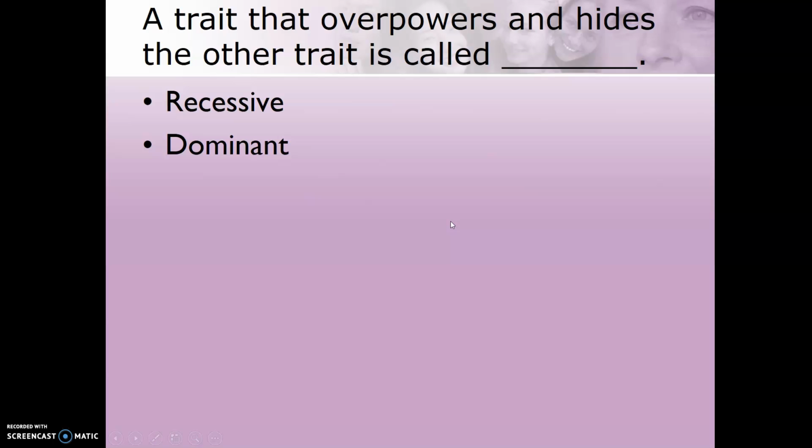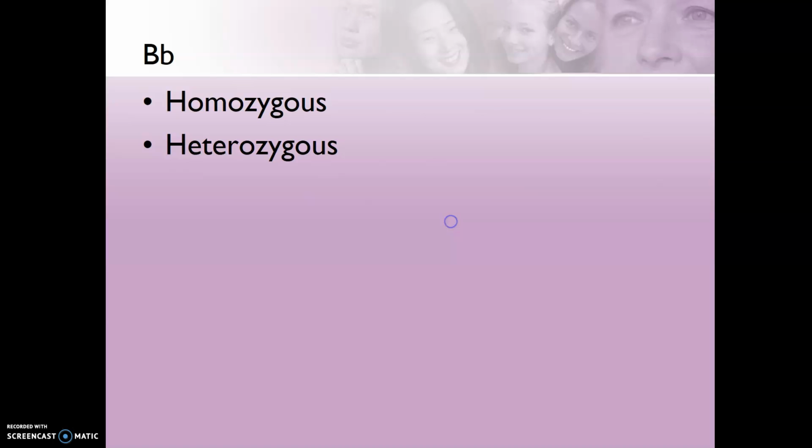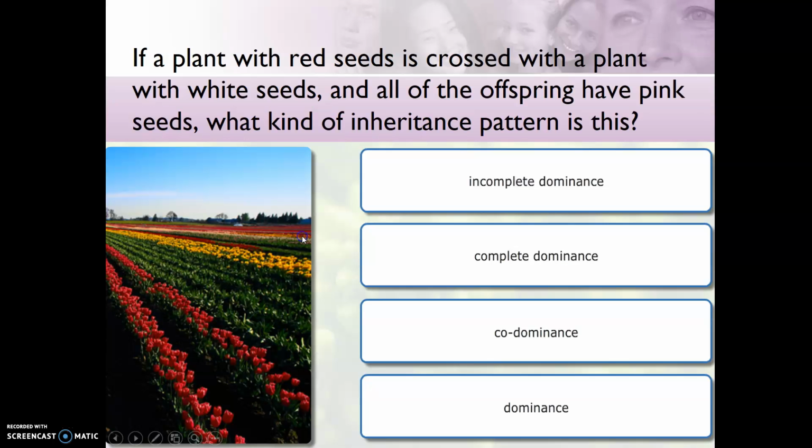A trait that overpowers and hides another trait is recessive or dominant. Pause and make your choice. The answer is dominant. Big B, little b. Is this a homozygous or a heterozygous genotype? This is heterozygous. You have one dominant and one recessive. One of each makes it hetero, different.